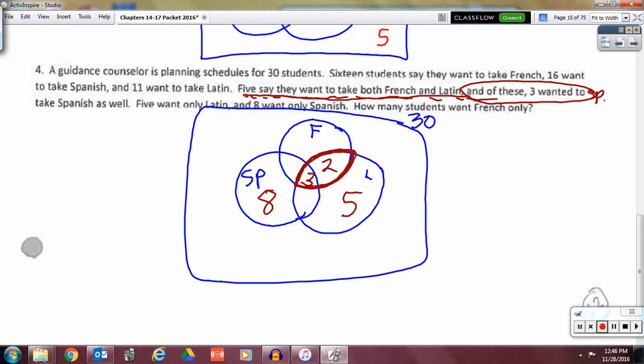So then from there, look at how many unknowns you have in a circle. So in the French circle, there are 2 unknowns. In the Spanish circle, there's 2 unknowns, but in the Latin circle, there is just 1 unknown. So therefore, knowing that 11 want to take Latin, 10 of which is already in there, leaves me with 1. Now, how many unknowns in the Spanish circle? Now just 1 in Spanish.